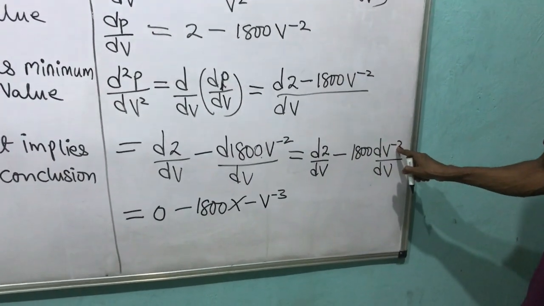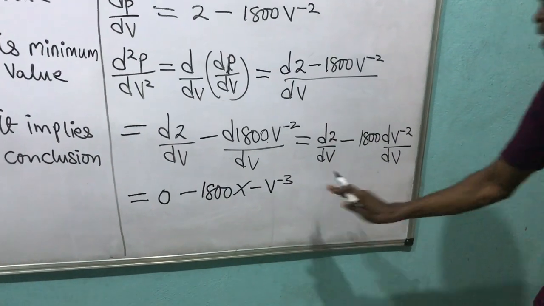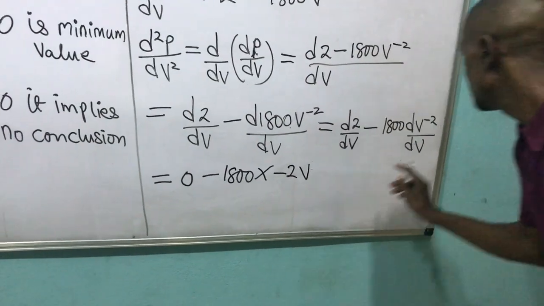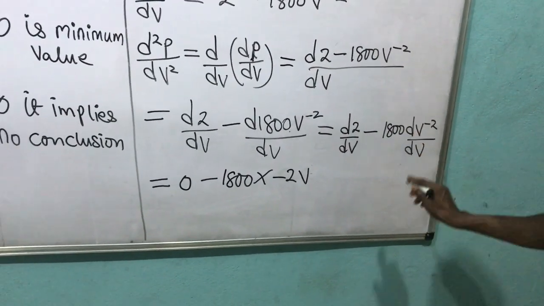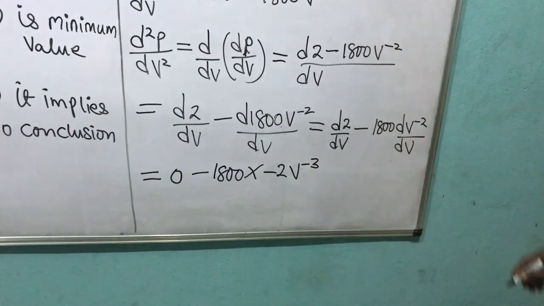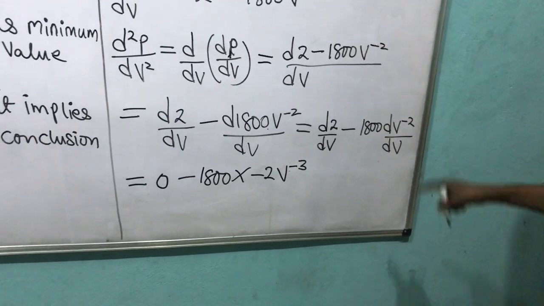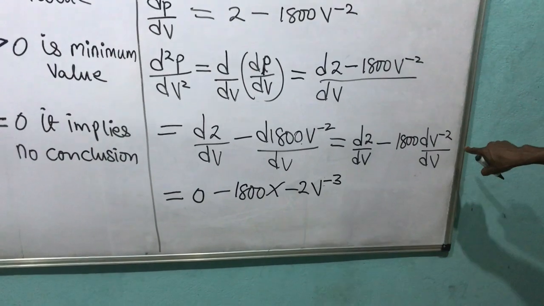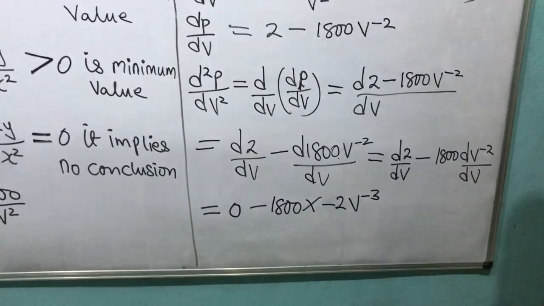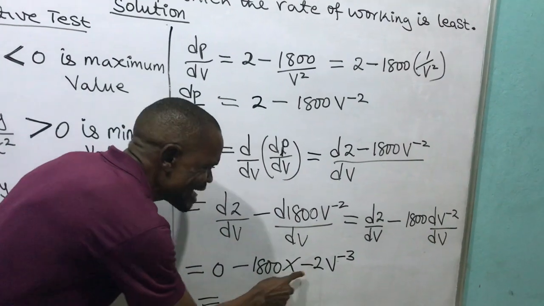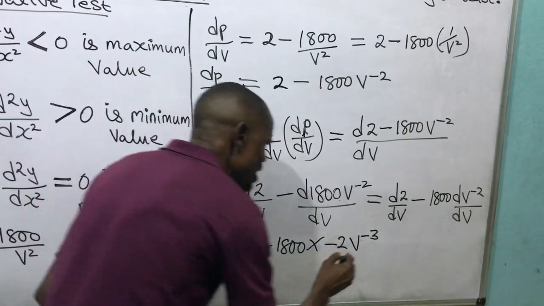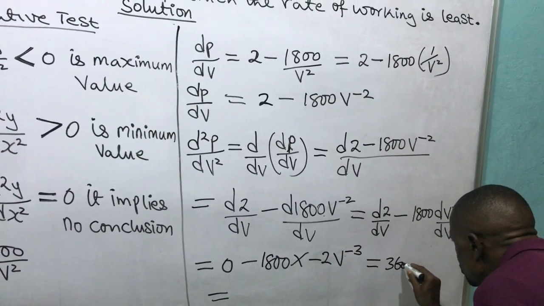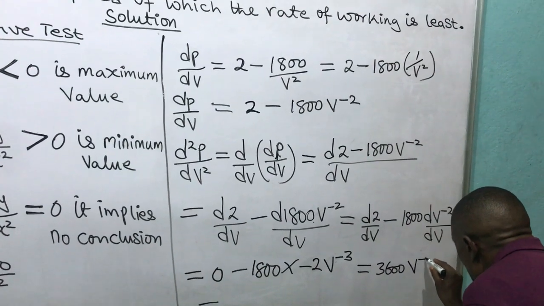This minus 2 will come over here, so I'm going to have minus 2 times v. Differentiating this will give me minus 2 times v minus 3. If I use this minus 2 times v, I subtract 1 from it. That's differentiation. Minus 2 minus 1 gives me minus 3. Minus 1800 times minus 2 will give me 3600 v raised to power minus 3.